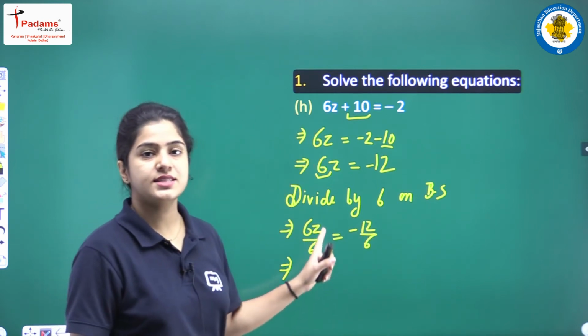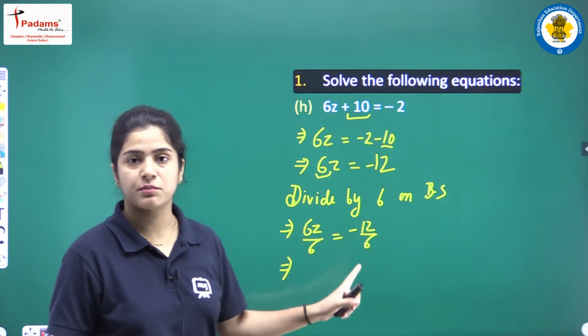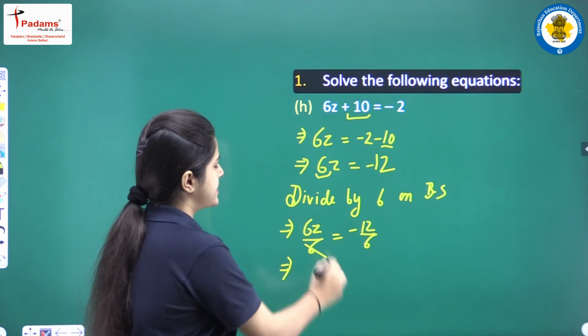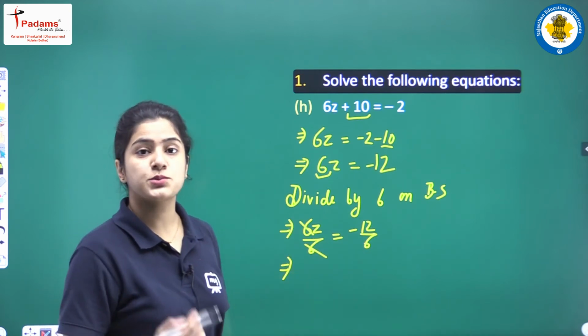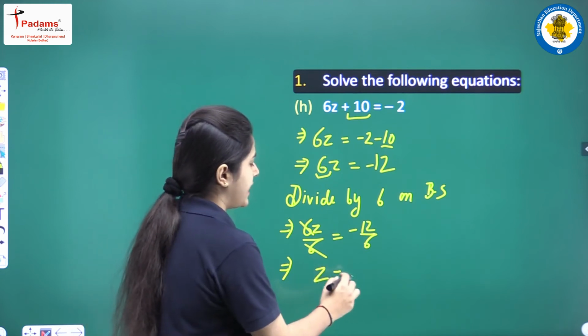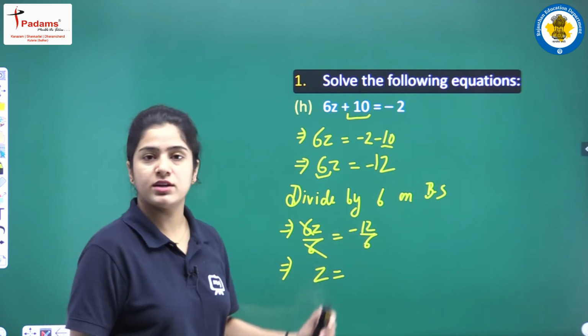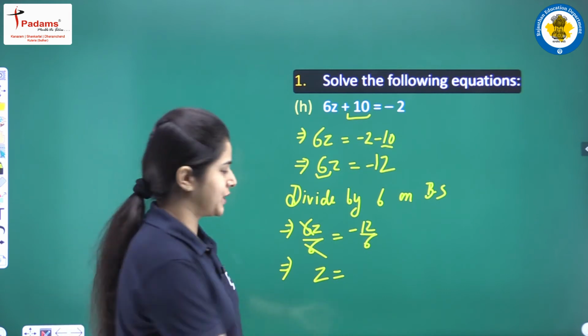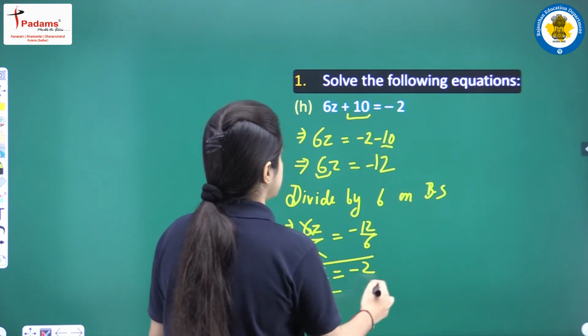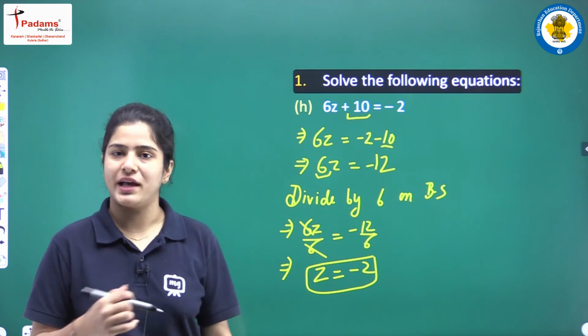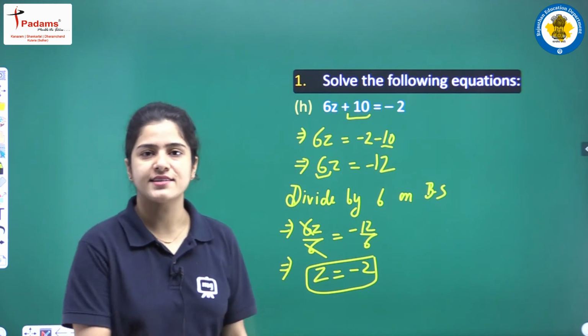Have a look here students. 6z upon 6 is equals to minus 12 upon 6. This 6 and this 6 will cancel out each other. Okay students, what is left? Z is left, and this z is equals to minus 12 upon 6, that is equals to minus 2. Okay students, because 6 into 2 is equals to 12. So the answer is minus 2.